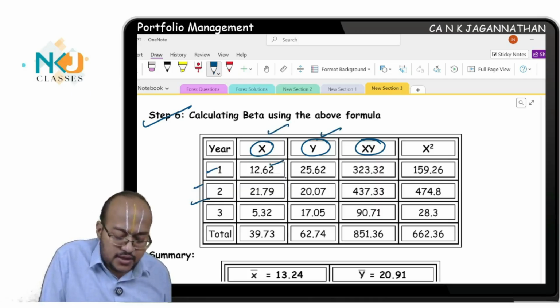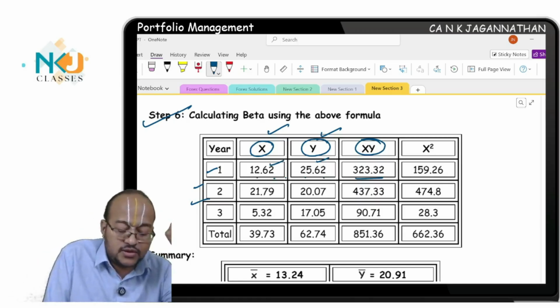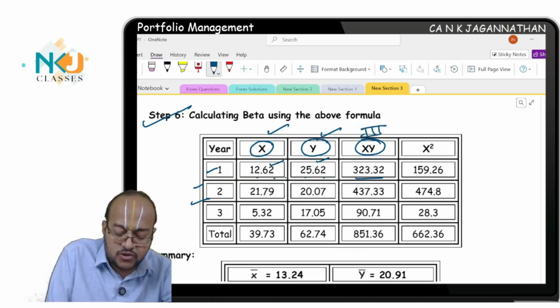From where you will get here 12.62 into 25.62, you will get the 323.32. Are you all understanding the third column? Okay. First two columns, no issues. Third column also we discussed.